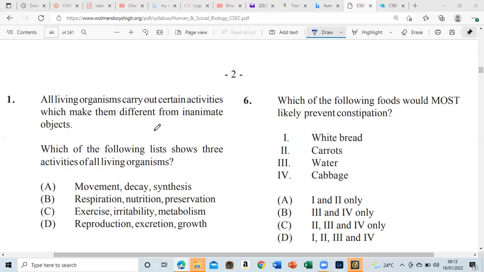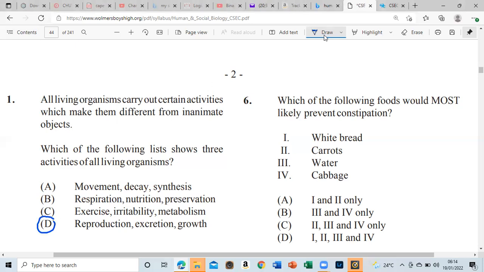All living organisms carry out certain activities which make them different from inanimate objects. Which of the following lists shows three activities of all living organisms? A, movement, decay, synthesis? B, respiration, nutrition, and preservation? C, exercise, irritability, metabolism? Or D, reproduction, excretion, and growth? So number one is D.